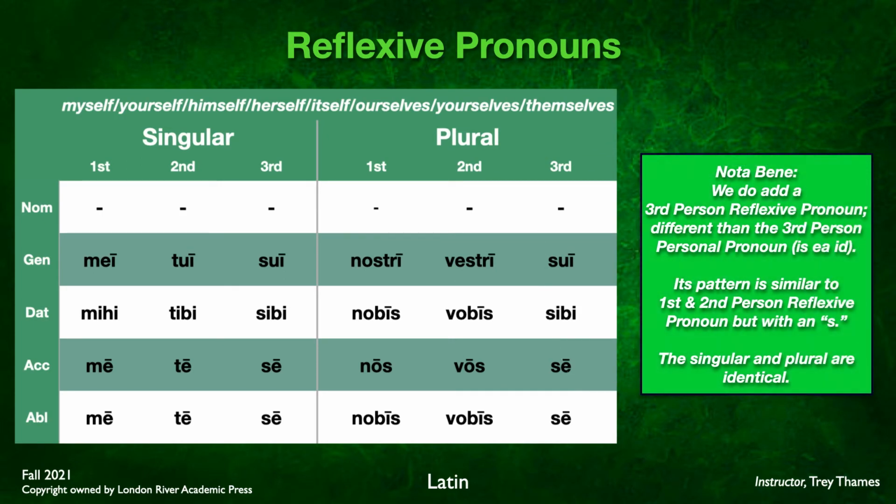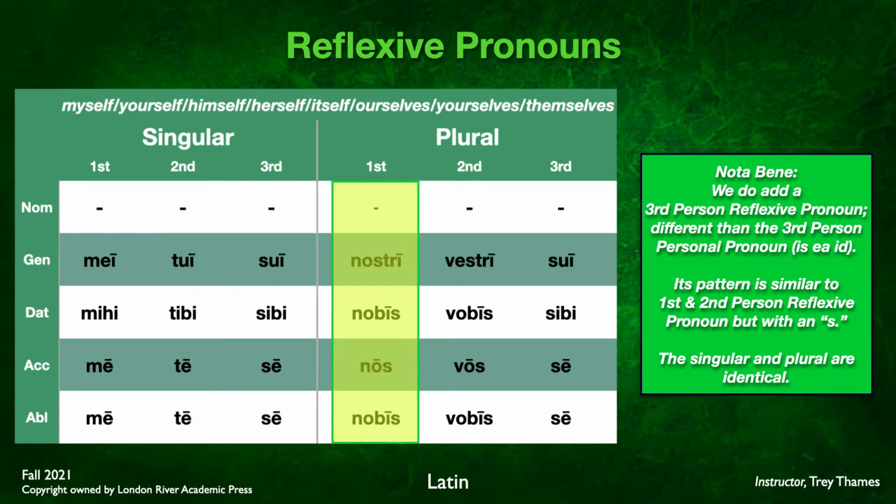But I do want you to notice we've added a third person reflexive pronoun. And this is different than the third person personal pronoun, is, ea, id, where we had a masculine, feminine, and a neuter form. Its pattern is similar to first and second reflexive here, as you can see, but instead of the M or the T, it's going to have an S. And notice also that the singular and plural are identical for the third person reflexive pronoun. So again, here's the first person, blank, mei, mihi, me, me. Second person, blank, tui, tibi, te, te. And for third person, blank, sui, sibi, se, se.